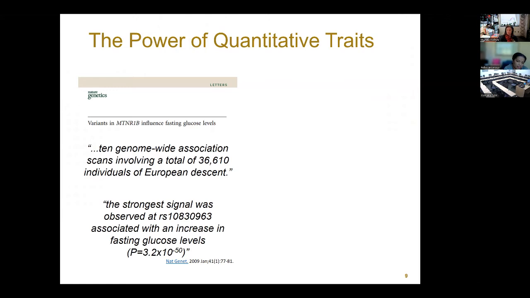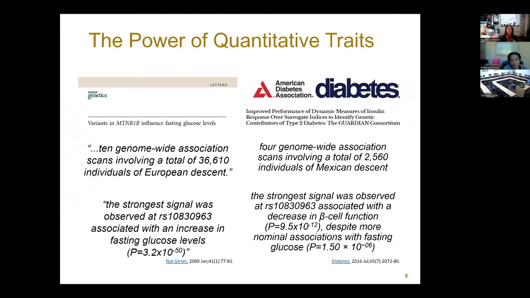In contrast, if you look at our studies in the Guardian Consortium, where we focused on dynamic measures of glucose homeostasis, particularly acute insulin response, which similarly measures beta cell dysfunction, we actually see a significant association with AIR. In 4 genome-wide association scans involving up to about 2,500 individuals of Mexican descent, we see the same association signal associated with a decrease in beta cell function, 9.5 times 10 to the negative 12th, despite more nominal associations with fasting glucose in our population.